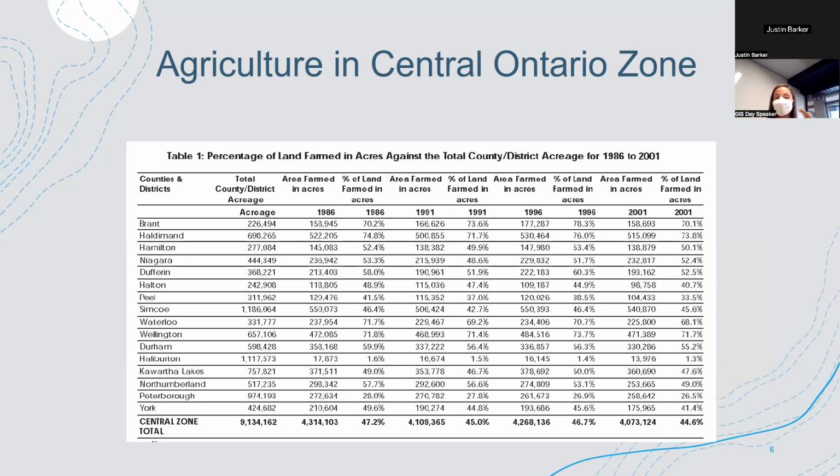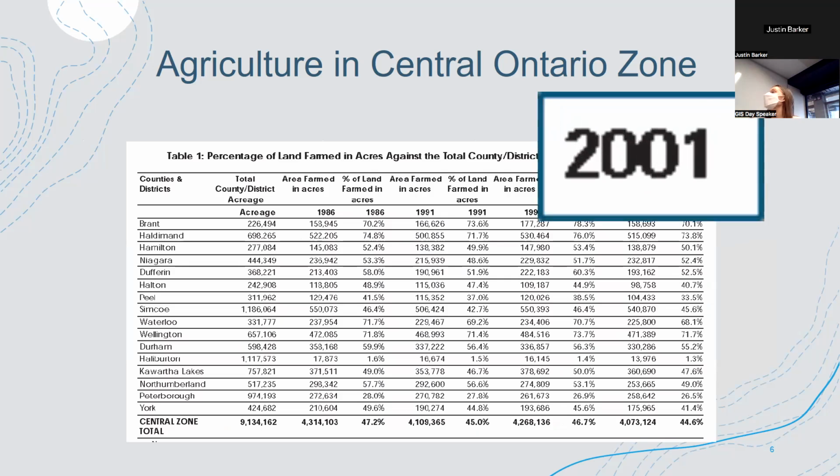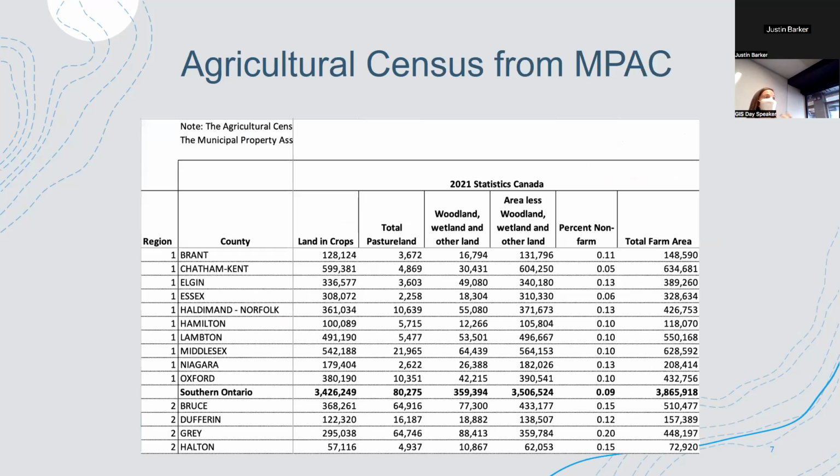However, this is from 1986 to 2001, and upon thinking about that, I realized that's 20 years ago. So realized this might be a little bit out of date. So that's fine. I kept searching for something and I came across this. The agricultural census from MPAC, which is the Municipal Property Assessment Corporation. So essentially they assess your property, figure out what your taxes are. Great people, love them. And so again, they had a very similar table.